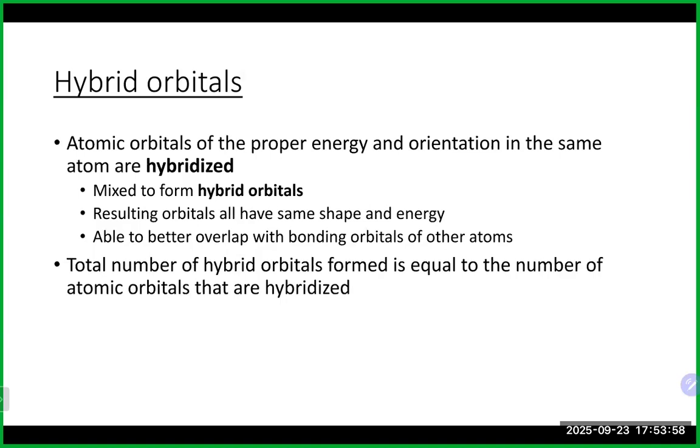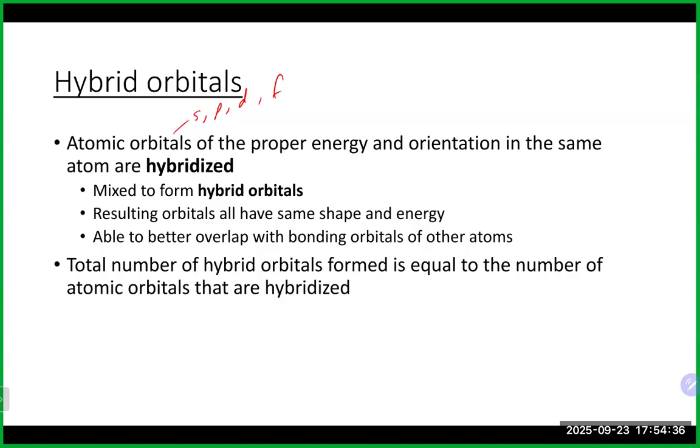That does sort of account for some of the things that we do see in terms of angles and so forth. So atomic orbitals, and again, atomic orbitals are what we've been talking about, our s's, our p's, our d's, and so forth, with proper energy and orientation in the same atom, are hybridized. Hybridized orbitals are mixtures of atomic orbitals that come together. They result in orbitals that have the same shape. They also are all going to be kind of the same energy. So that's going to allow for better overlap of those orbitals and better bonding to occur.